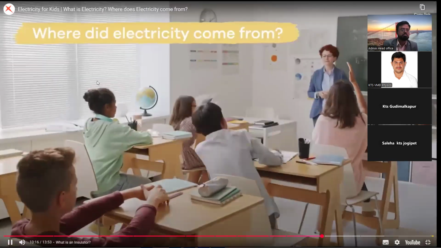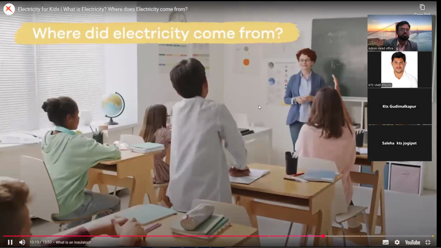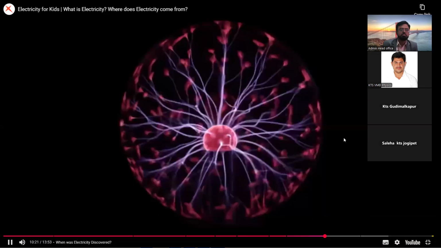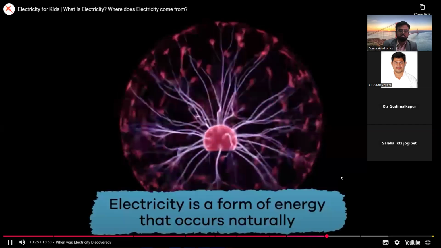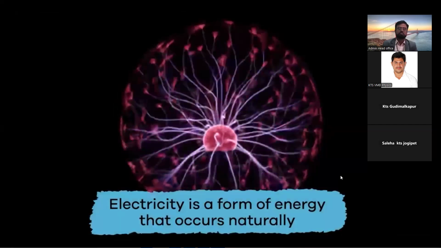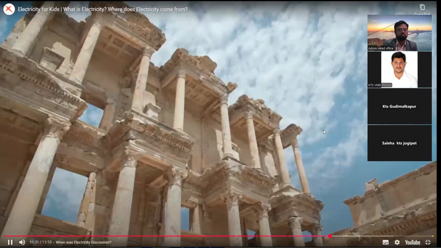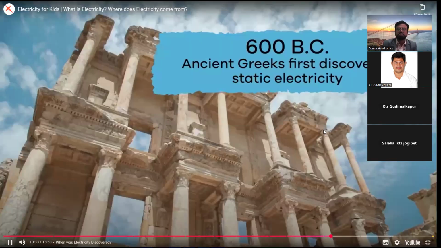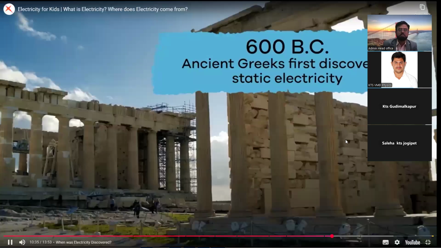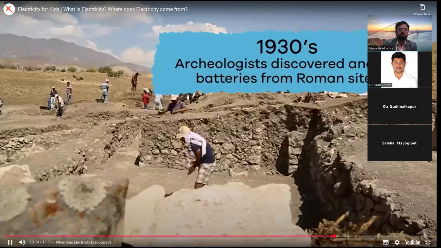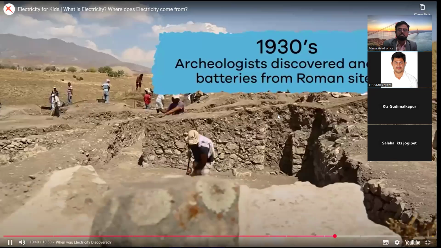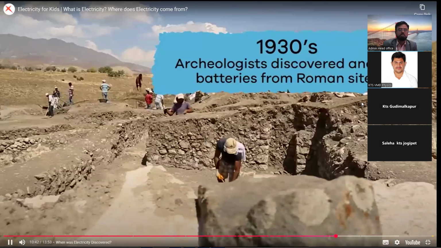So, where did electricity come from? Electricity wasn't invented by anyone. It's a form of energy that occurs naturally. However, it is believed that the ancient Greeks first discovered static electricity in 600 BC. And in the 1930s, archaeologists discovered ancient batteries that may have been used at Roman sites.